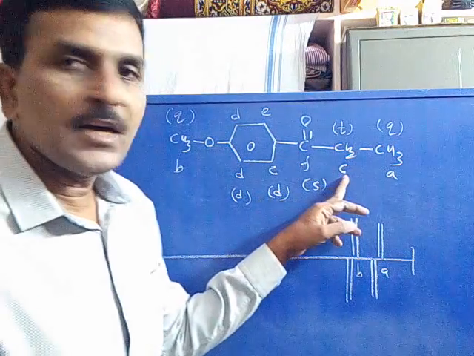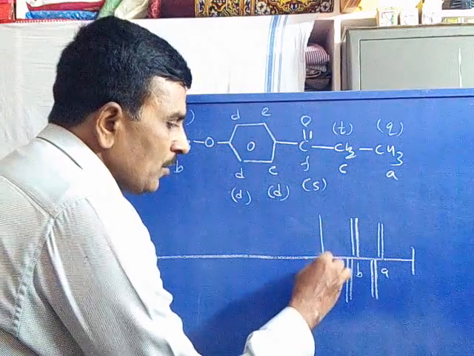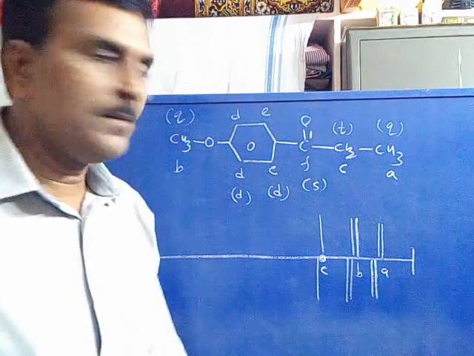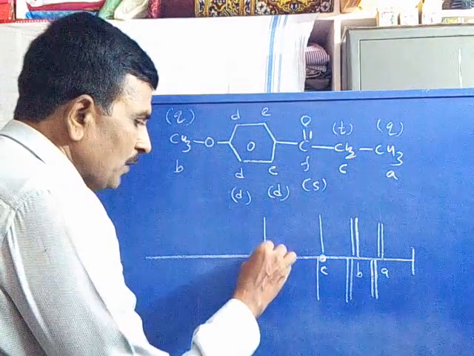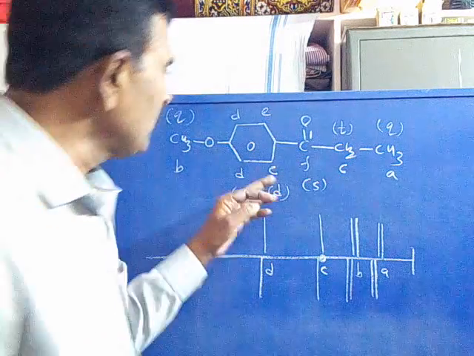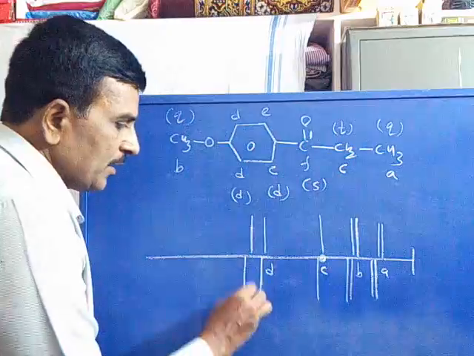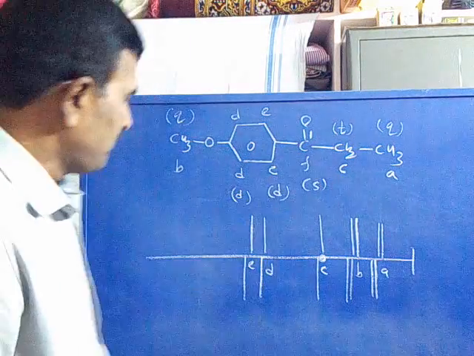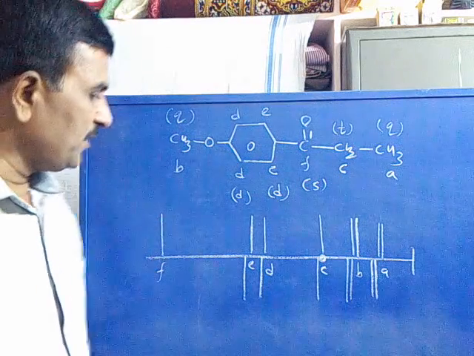Now coming to C carbon, it is a triplet, so one positive line, one negative line with a zero intensity middle line. Now D carbon is a doublet, so one positive line, one negative line for the doublet. E carbon is also a doublet, one positive line, one negative line. F carbon is a singlet. Singlet carbon always appears as positive. This is the INEPT spectrum.